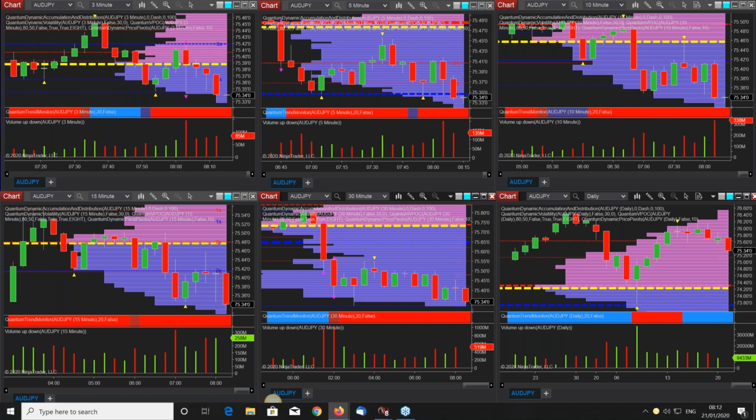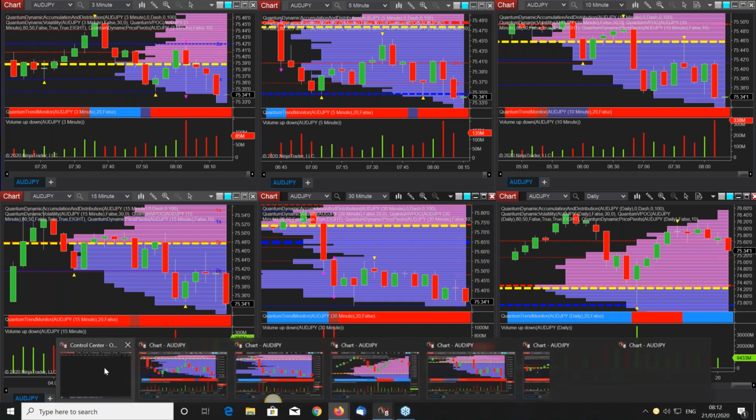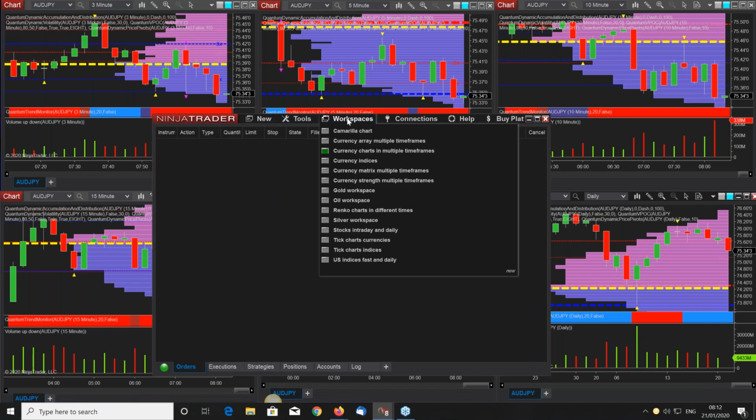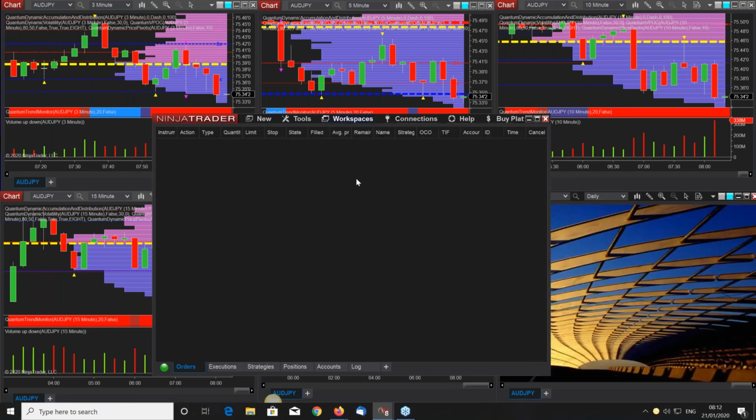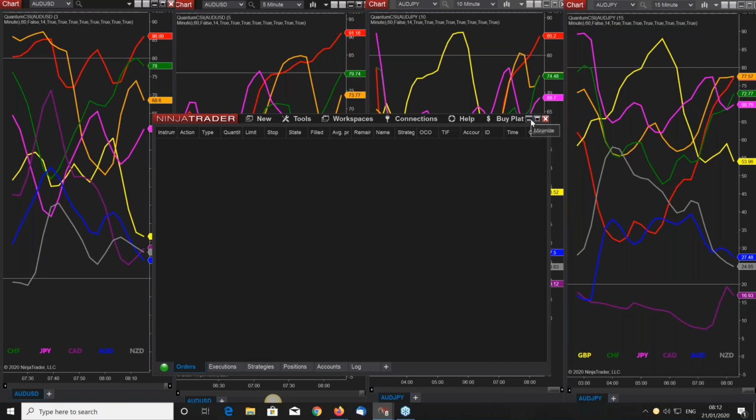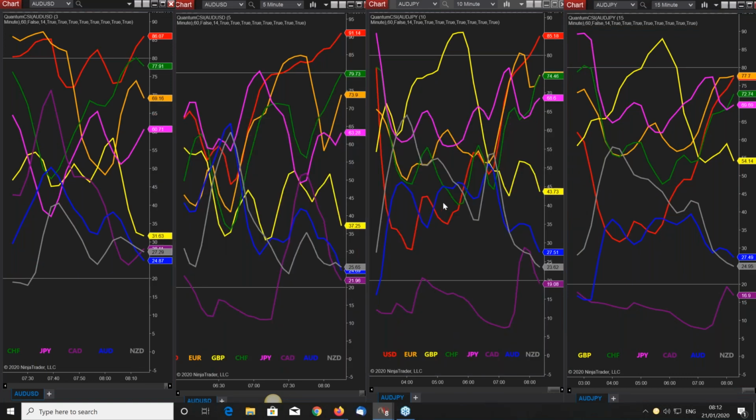Because what you're constantly looking for all the time, and let me just keep an eye on this, I just want to see if this breaks the downside, but let me go over onto the multiple currency strengths, wherever they are. Where are we? Here we go, currency strength, multiple time frame, there we go. What you are constantly looking for is one currency that's moving strongly in one direction and one currency that's moving strongly in another.